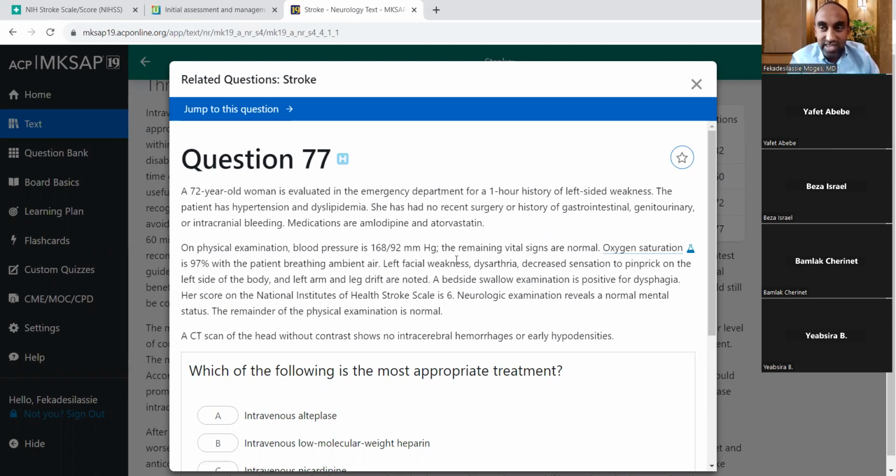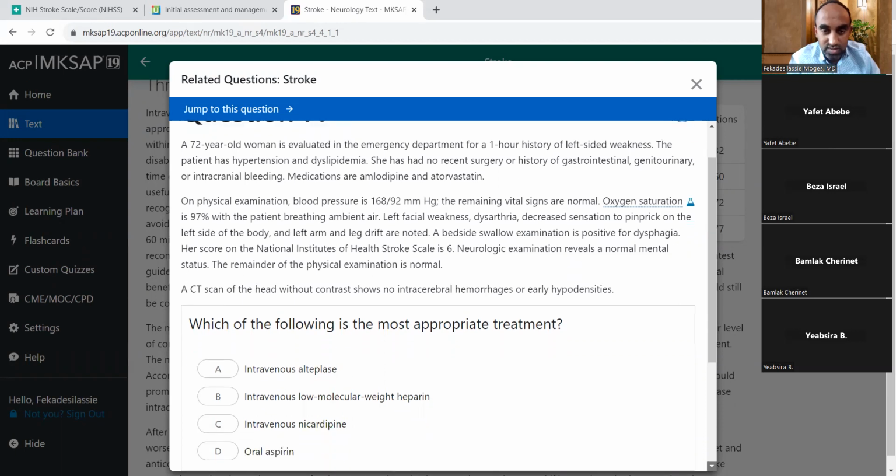On physical examination, blood pressure is 168 by 92. The remaining vital signs are normal. Oxygen saturation is 97% with the patient breathing ambient air. Left facial weakness, dysarthria, decreased sensation to pinprick on the left side of the body, and left arm drift are noted. A bedside swallow examination is positive for dysphagia. Her score on the National Institutes of Health stroke scale is 6.